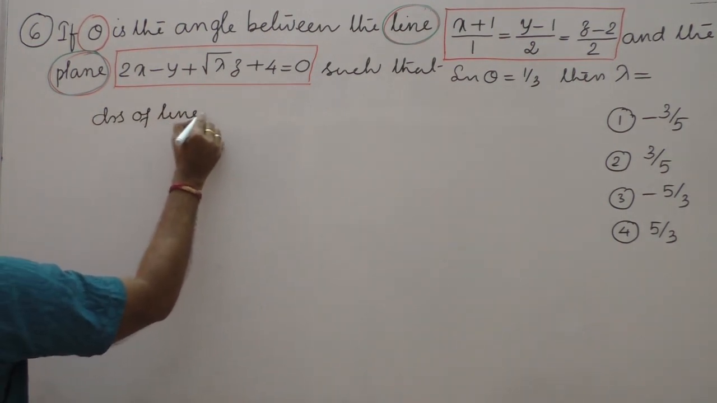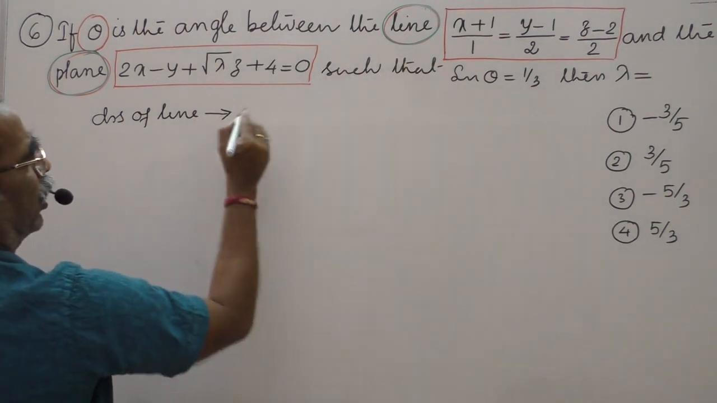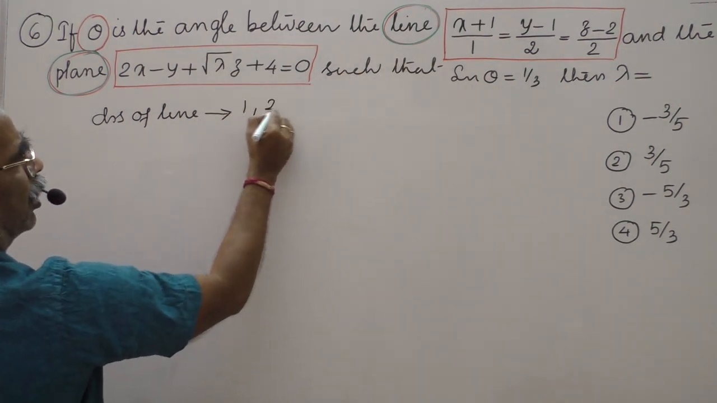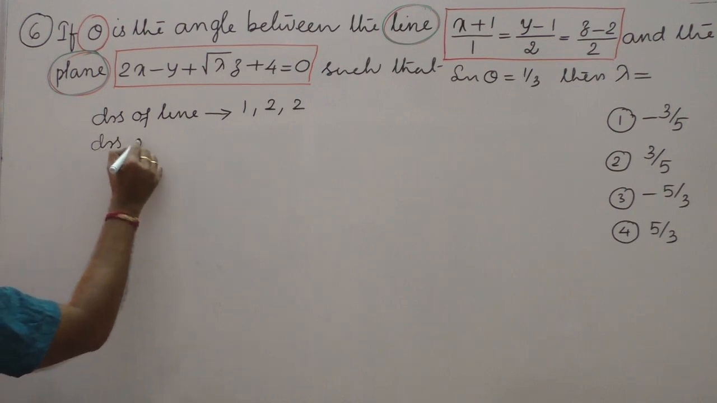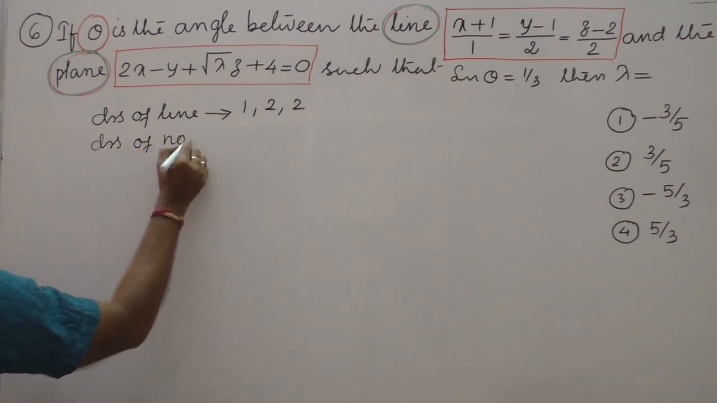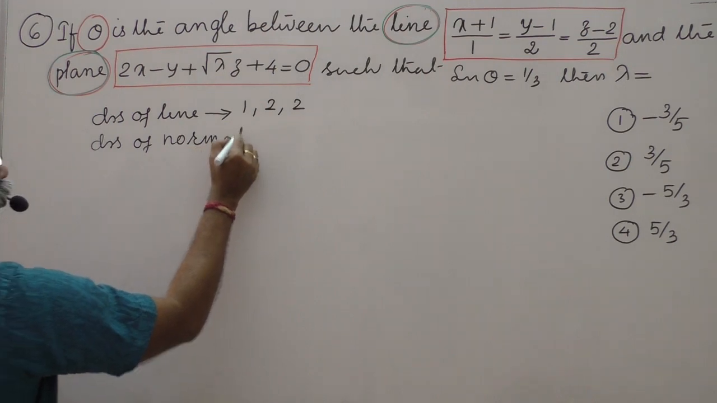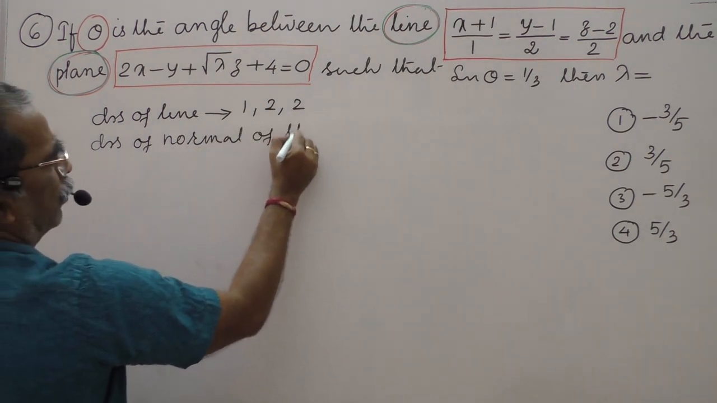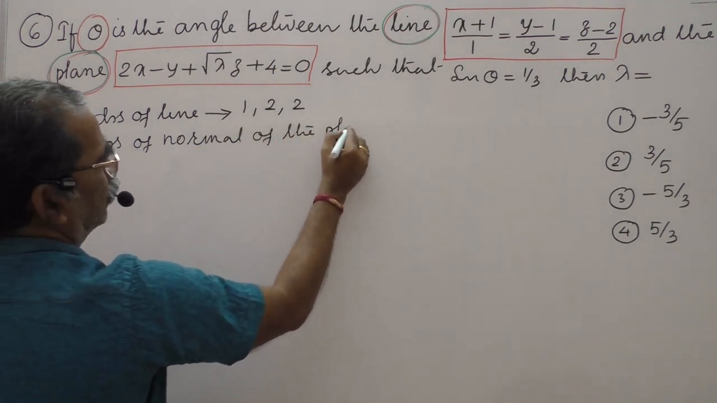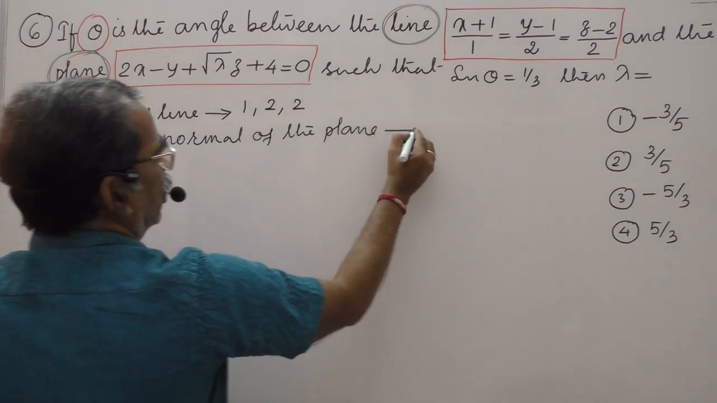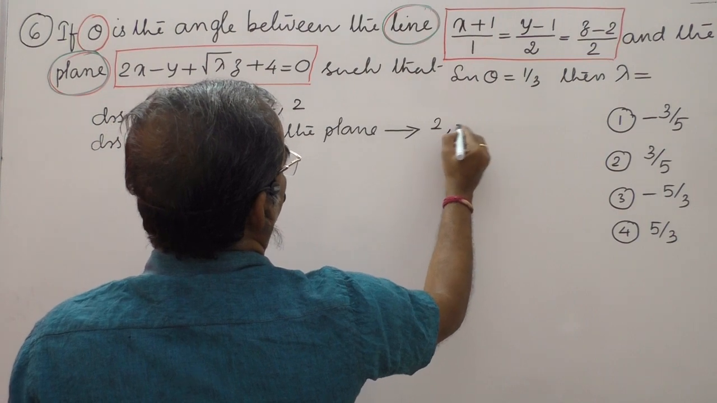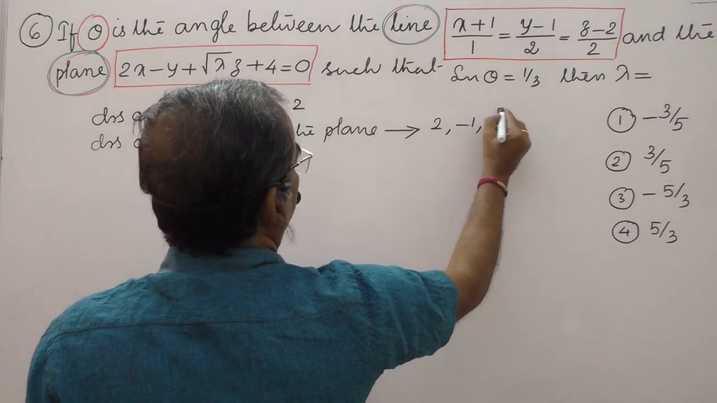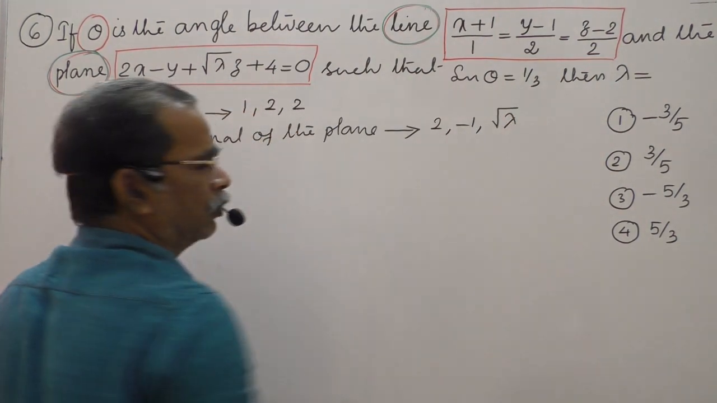DRs of the given line are, from the equation, what are the DRs? 1, 2, 2. Next, DRs of the normal of the plane. In the equation of a plane, we know that the x, y, z coefficients represent the DRs of the normal.